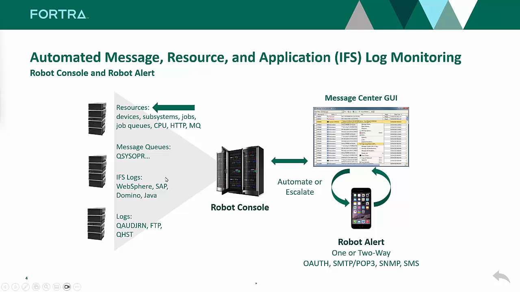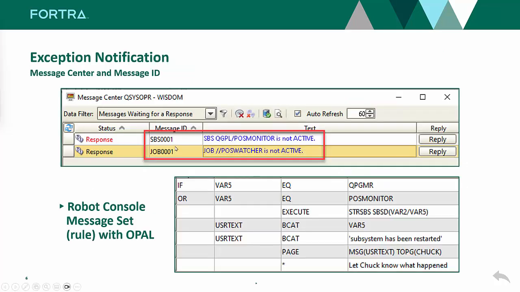Other functionality in Robot Console, if you're not aware, we can monitor log files in the IFS. We can also monitor other log files. The messages that are generated from Robot Console resource monitoring are specific to the type of resource that's being monitored. For instance, there are specific SBS messages for monitoring subsystems. There are specific JOB messages for monitoring jobs. Likewise, out queues, devices, and so forth also have specific message IDs. And these are all in a message file in the RBTCon library, the Robot Console library.